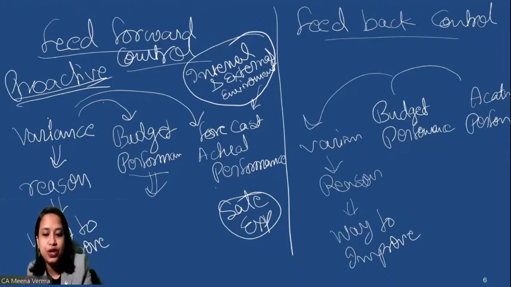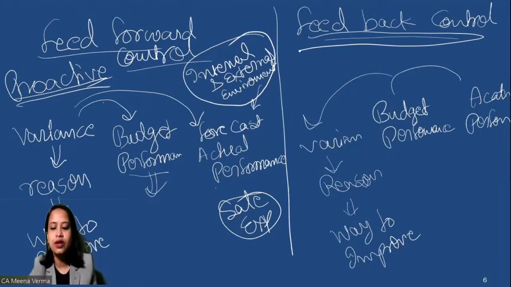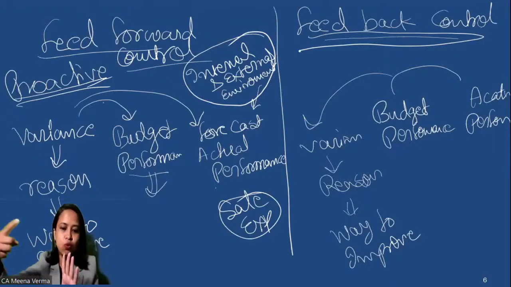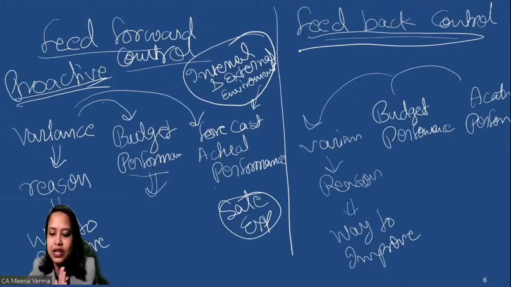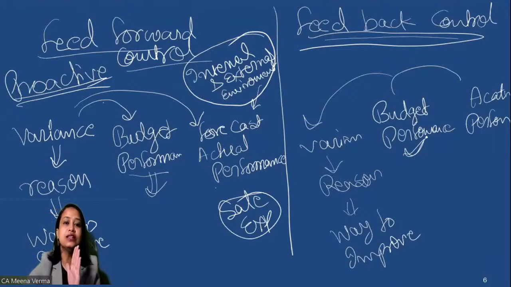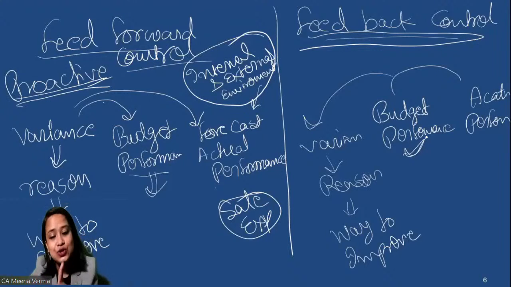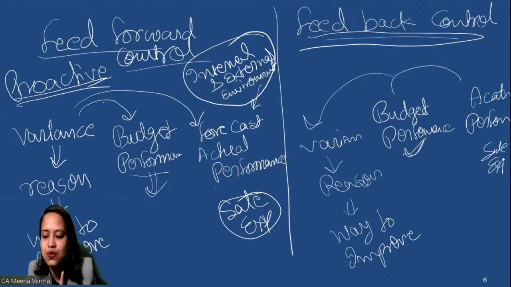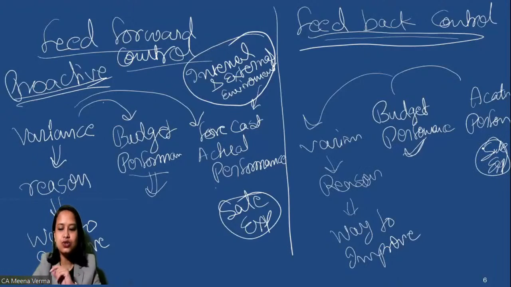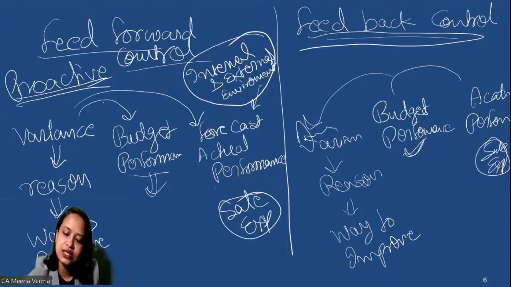While what happened in case of feedback control, we have prepared a budgeted performance, that what will be my sale, what will be my expenditure. Then we will perform our business operating activities. After performing the business operation, actual performance will arise, means actual sale will arise, right? Actual expenditures will arise. Okay. So the variance will arise. These are the actual variances that arise here.